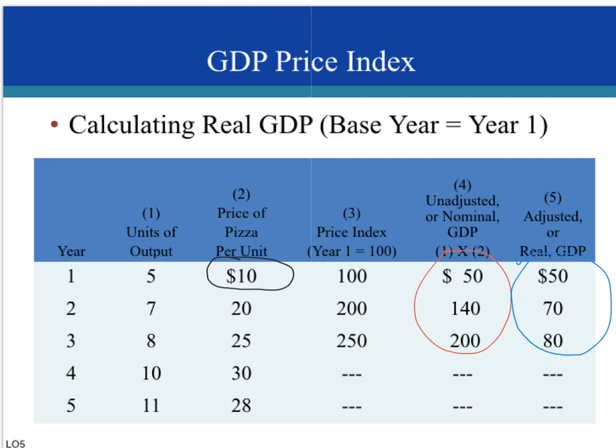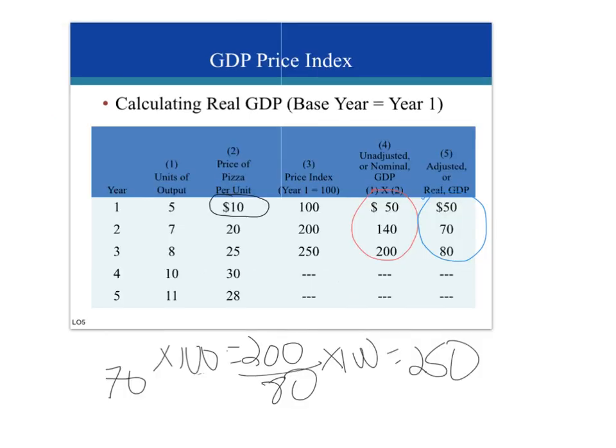Okay, I want you to pause this for a few minutes and try to figure out year 4 and 5. Okay, so let's work out years 4 and 5 over here. So year 4, unadjusted nominal GDP, this would be 10 pizzas times $30 a pizza. So this would be 300.